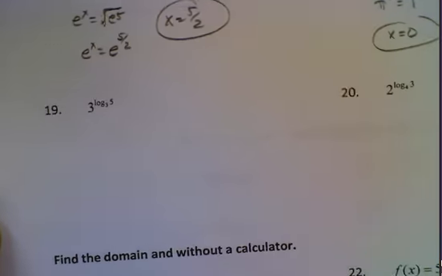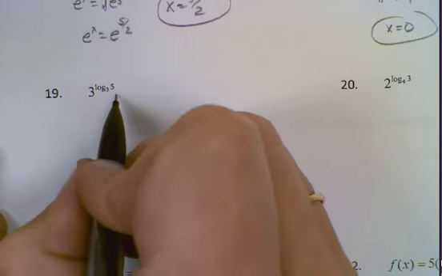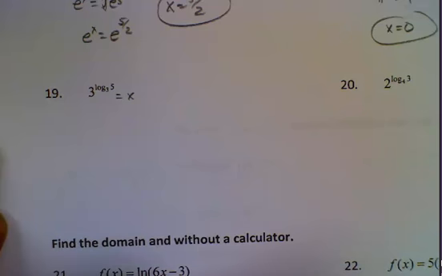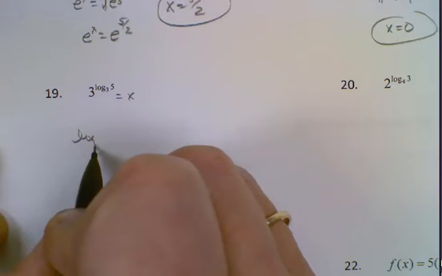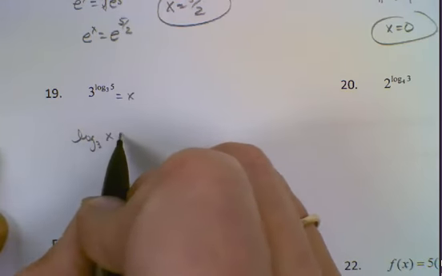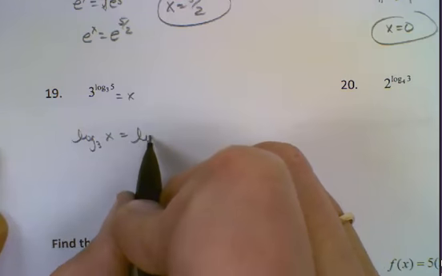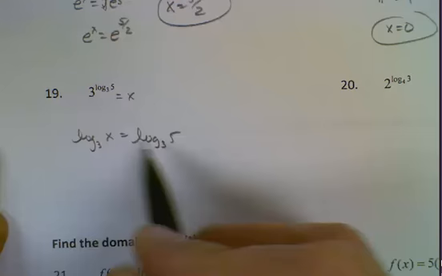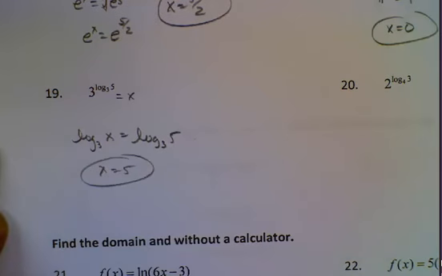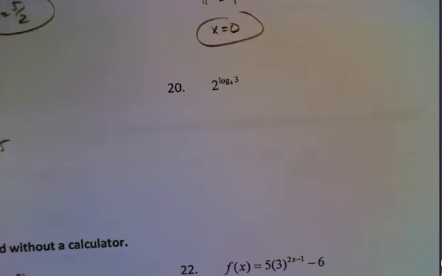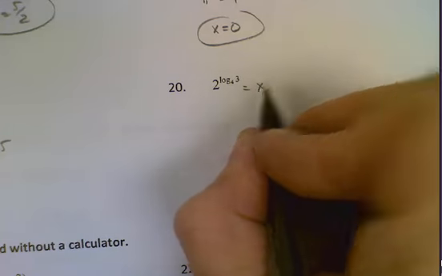Okay, and then we have the two that are exponential, so you do the same thing, set it equal to x, but now it's in exponential form, so you put it in log form. Log base 3 of x equals your exponent, log base 3 of 5. So now I see that x has to equal 5. And I'm done.